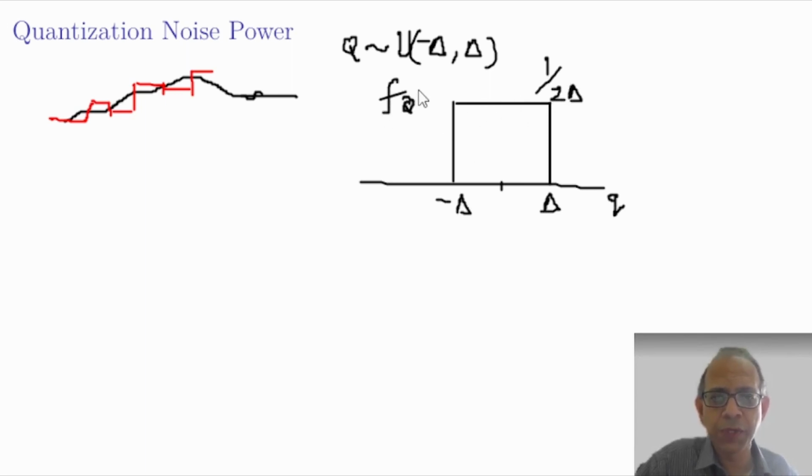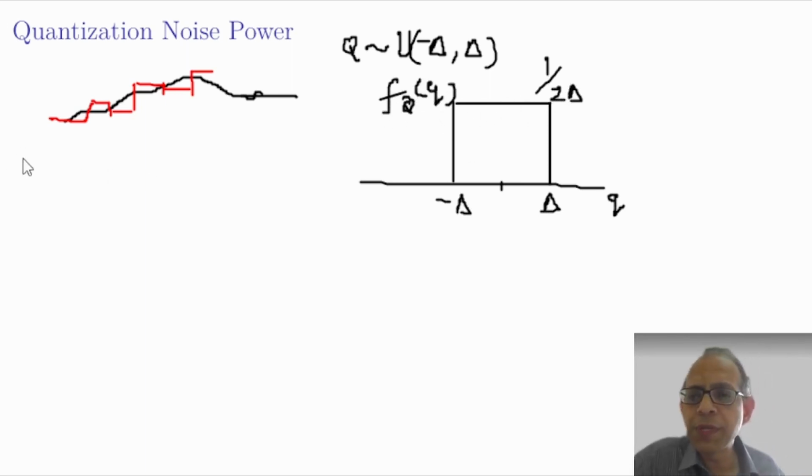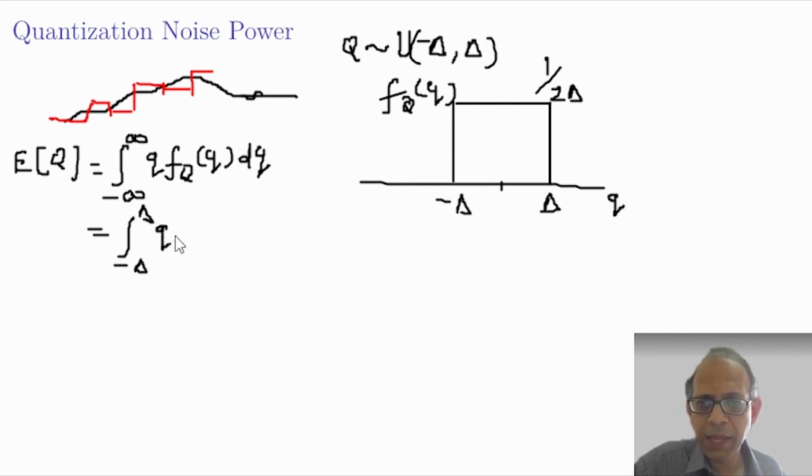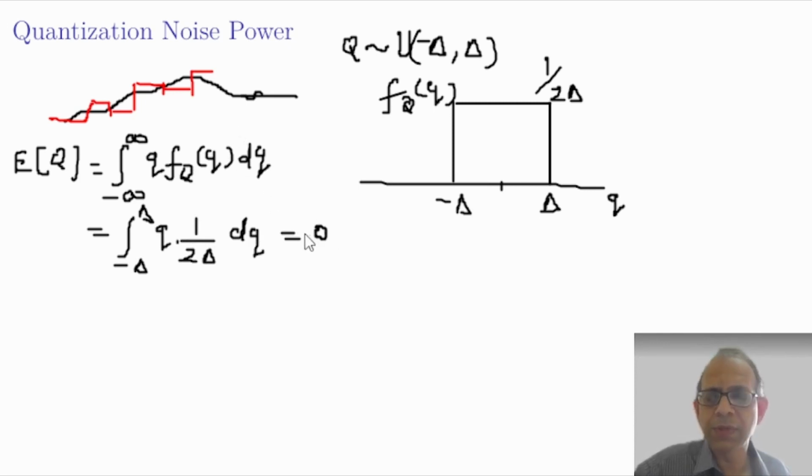So this is f_Q(q). If we compute the mean value of it, it is clearly by definition integration minus infinity to infinity q f_Q(q) dq, and because f_Q(q) is non-zero only in the interval minus delta to delta, so minus delta to plus delta q into 1 by 2 delta dq, which clearly works out to 0.